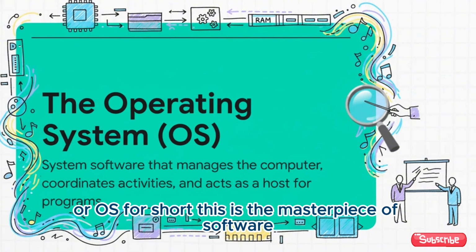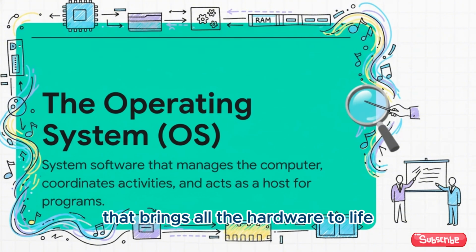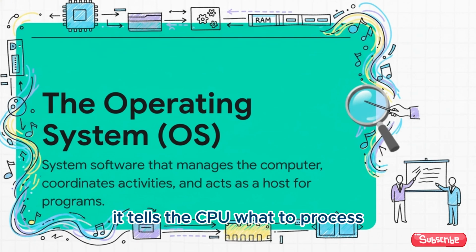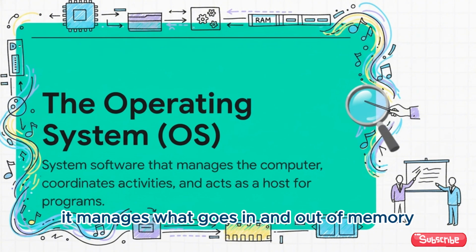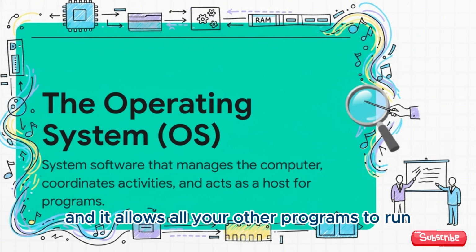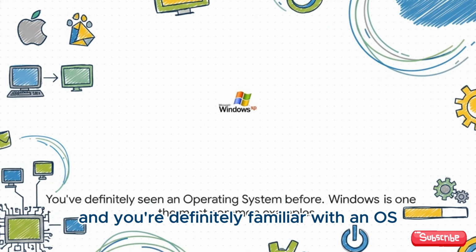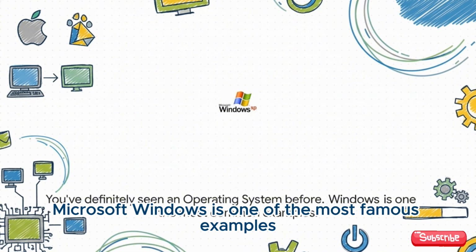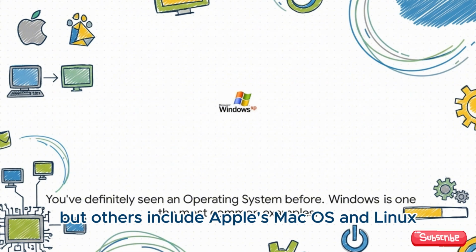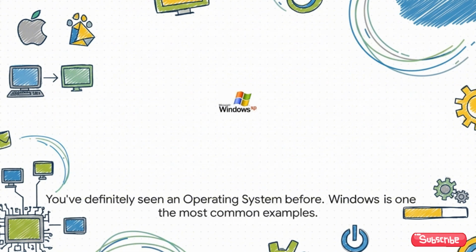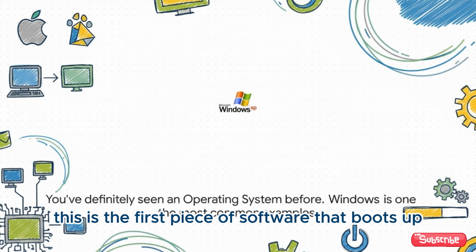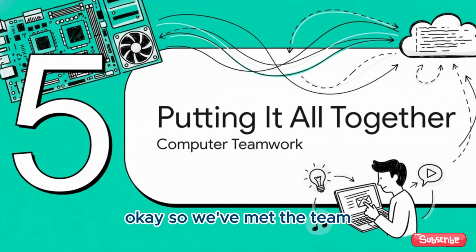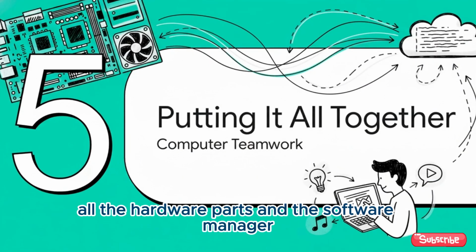This is the masterpiece of software that brings all the hardware to life. Think of it as the conductor of an orchestra, or the manager of the team. It tells the CPU what to process, it manages what goes in and out of memory, and it allows all your other programs to run. And you're definitely familiar with an OS, even if you don't think about it. Microsoft Windows is one of the most famous examples, but others include Apple's macOS and Linux. When you turn on your computer, this is the first piece of software that boots up to get everything else ready to go.